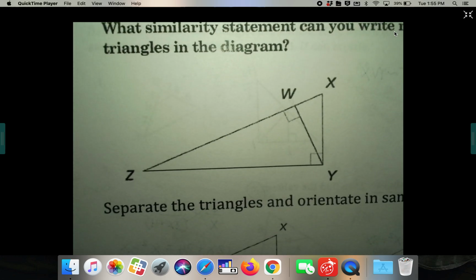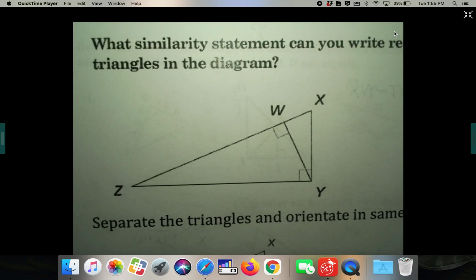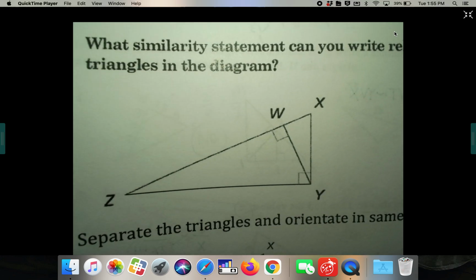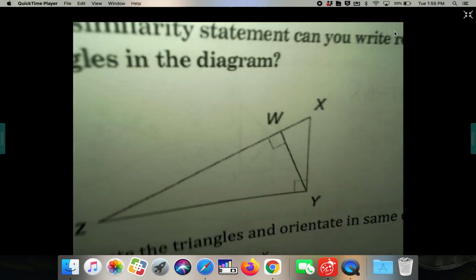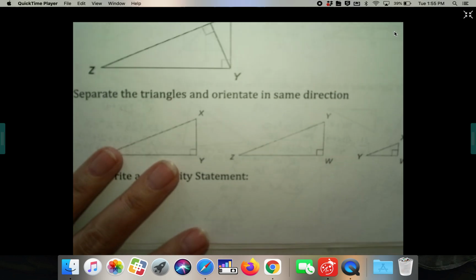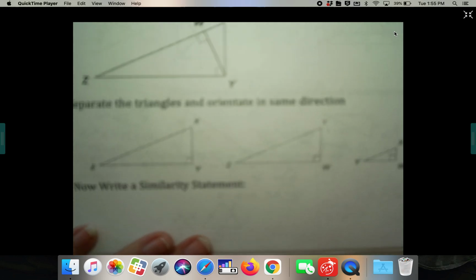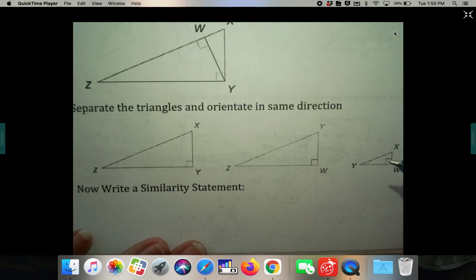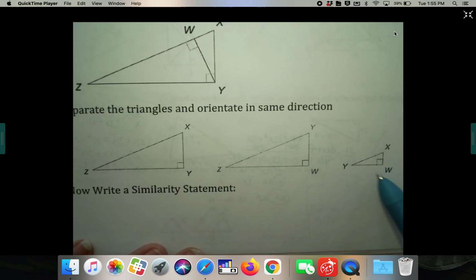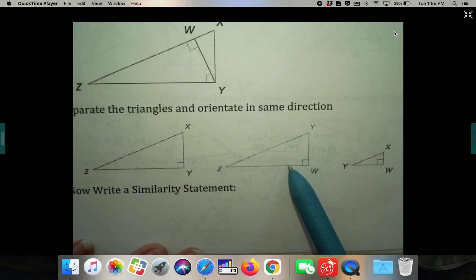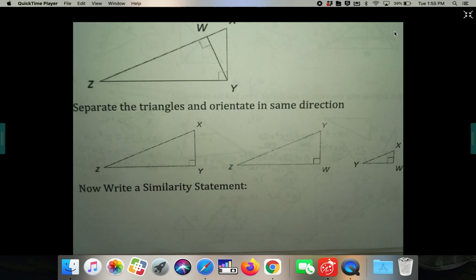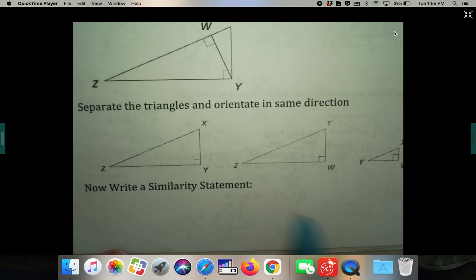So the next part says, what similarity statement can you write relating these three triangles? And they have actually done this for us. If you look right below, they've separated the triangles and then they've rotated them around to orient them to where they're facing the same direction. So you can see they're all right triangles, a big one, which was the original, and then the two smaller ones, which were cut on either side.